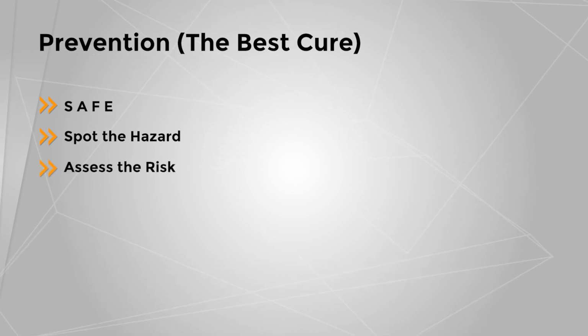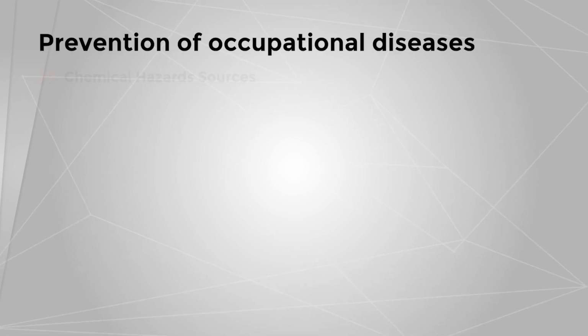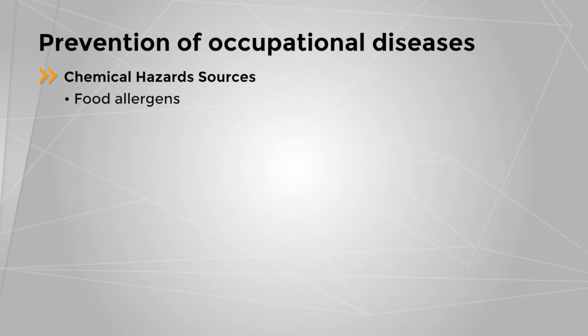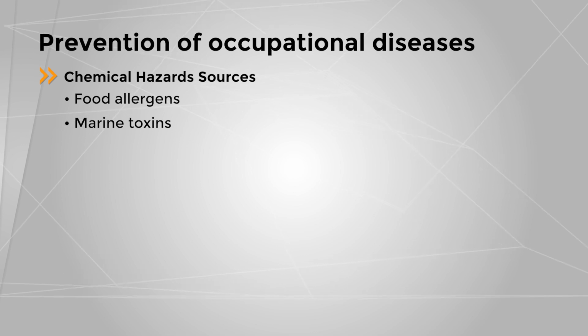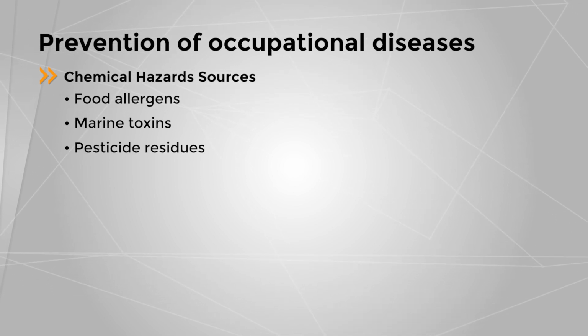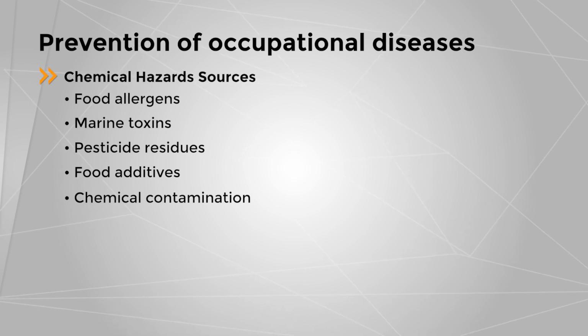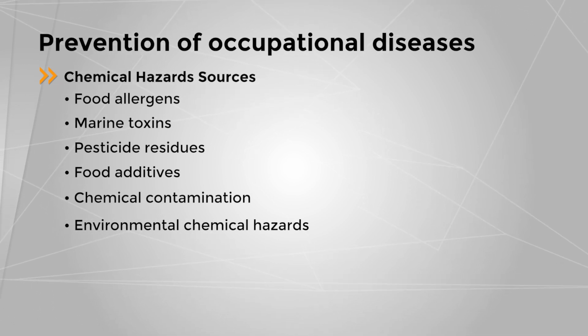Second is assess the risk, that is try and assess what risk can be possible. This we can understand with the help of the chemical hazards at the workplaces. And we find that there are various sources of chemical hazard. They can be food allergens, they can be marine toxins, they can be pesticides from the vegetables which we get home. There are food additives, there is chemical contamination, there are environmental chemical hazards, there is air pollution which is taking place all over the city. So we have to assess all the possible risks.